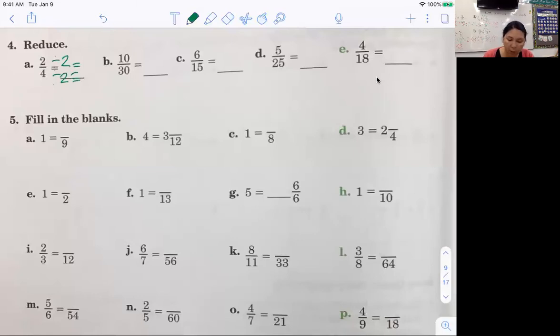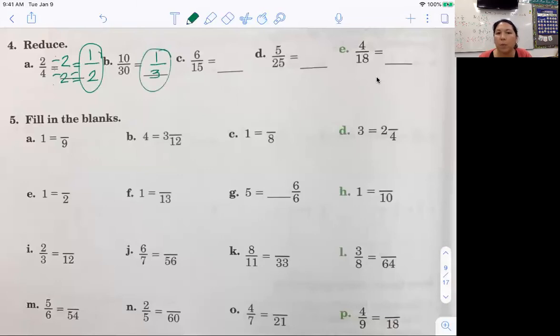How many 2's can go into 2? 1. How many 2's can go into 4? 2. So my answer is 1/2. Okay, let's get 10/30ths. Can I count by 10 to get 30? 10, 20, 30. Yes. So let's divide by 10. How many 10's can go into 10? 1. How many 10's can go into 30? 3. So my answer is 1/3.